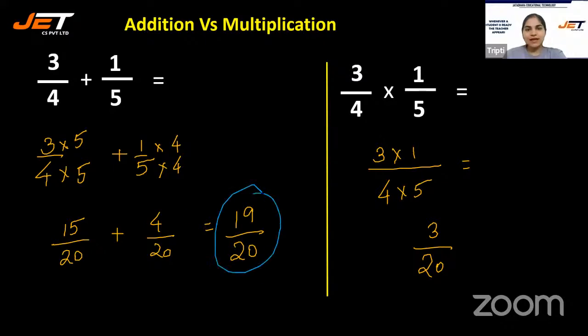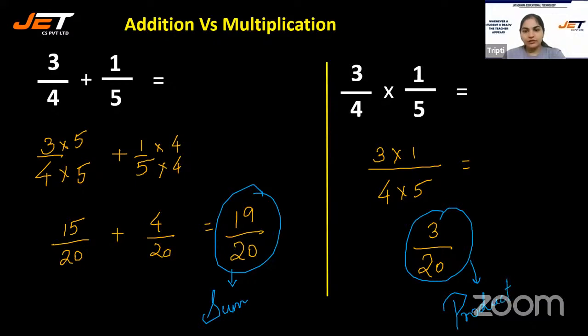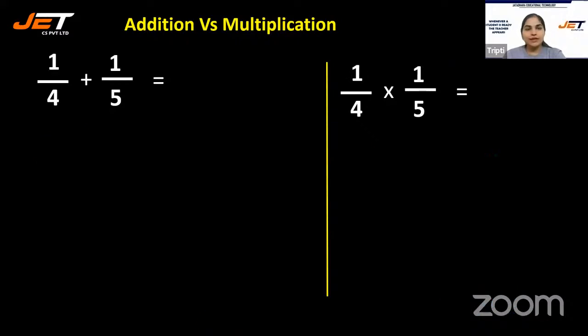19 by 20 is the answer of addition, and that is the sum, and this is the product of 3 by 4 and 1 by 5. So the answer of addition is called the sum. I can write sum here, and the answer of multiplication is known as the product. Let's do the next one.